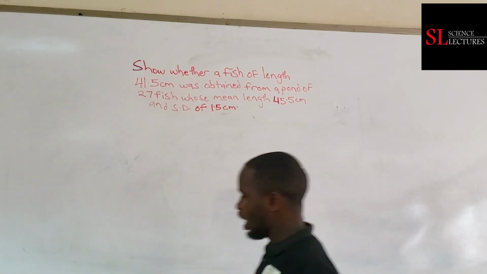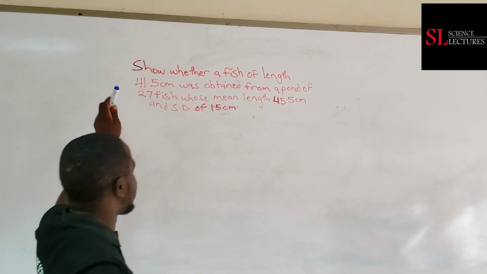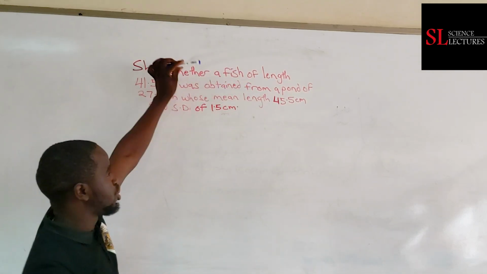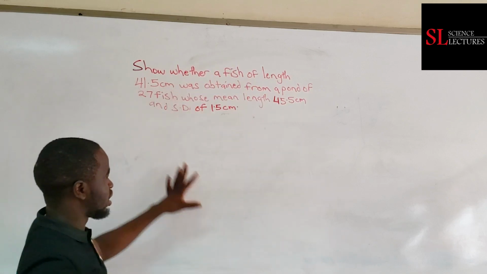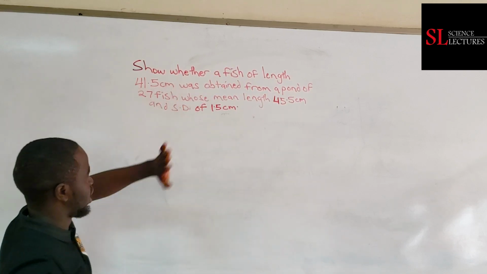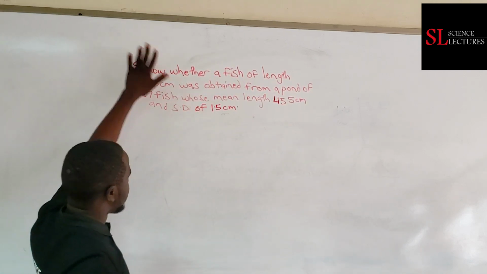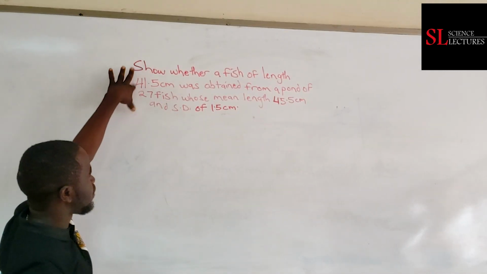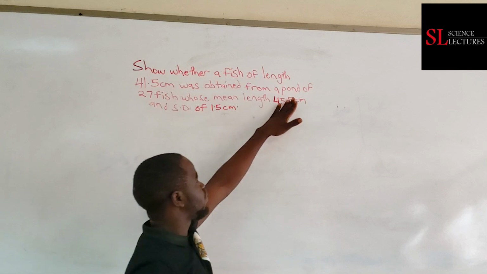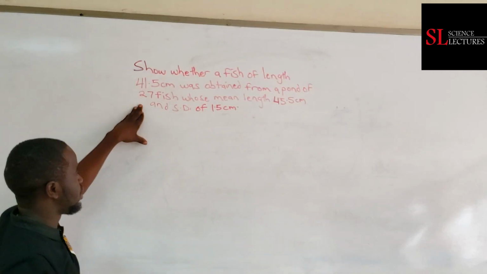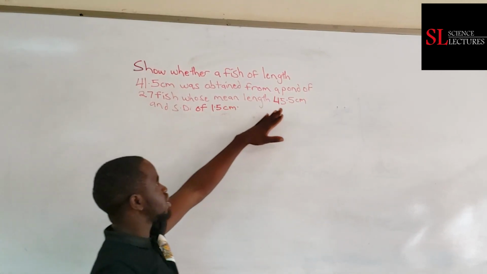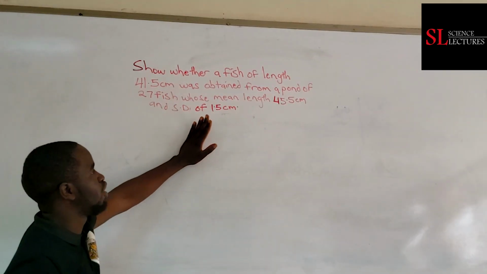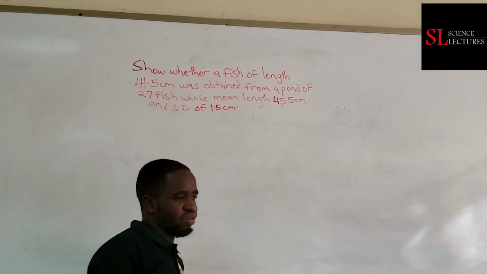So I have an example here. It says, show whether a fish of length, actually we are looking at now a one sample t-test. Yeah. So show whether a fish of length 41.5 centimeters was obtained from a pond of 27 fish whose mean length is 45.5 centimeters and standard deviation of 1.5 centimeters.